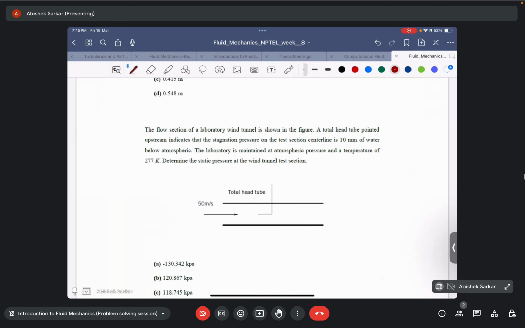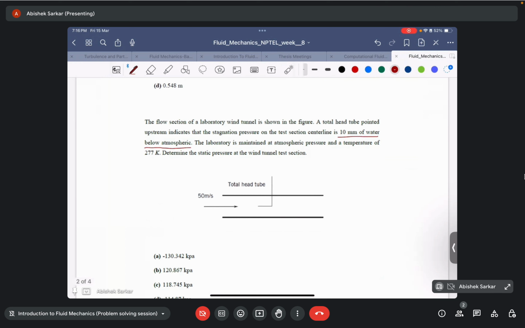So we have a flow section of a laboratory wind tunnel shown in the given figure below. A total head tube pointed upstream indicates that the stagnation pressure on the test section center line is 10 mm of water below atmospheric pressure. Again, that's interesting, 10 mm of water below atmospheric pressure. So it basically tells you there's a suction pressure in the wind tunnel, a pressure below atmospheric pressure. The laboratory is maintained at atmospheric pressure and a temperature of 277 Kelvin. Determine the static pressure at the wind tunnel test section.